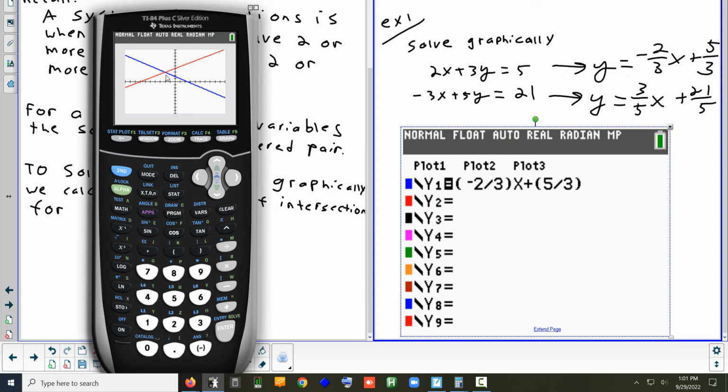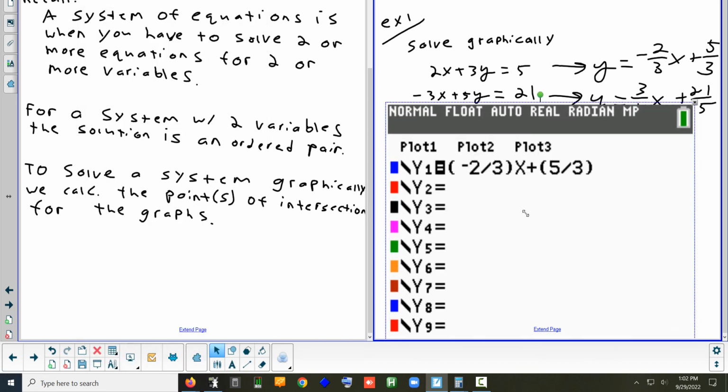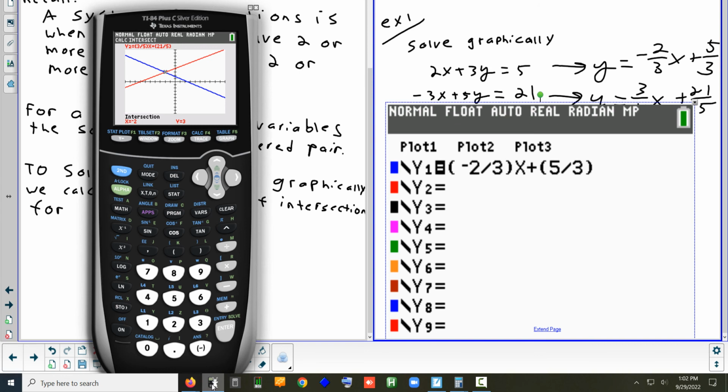Okay. So how do I get the answer with that graph? You have to find where they intersect. So you do second calc and then intersect. Pick a point on the blue, the red, do your guess, hitting enter each time. And there, that's the screen I want. X equals -2, y equals 3.